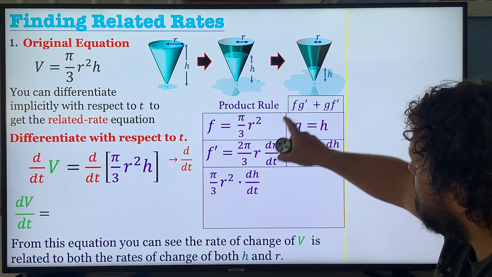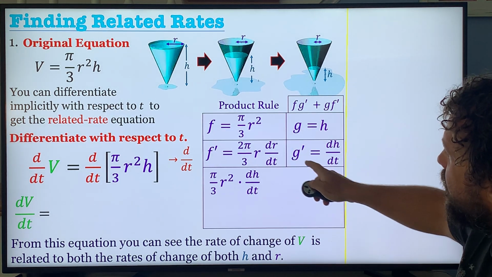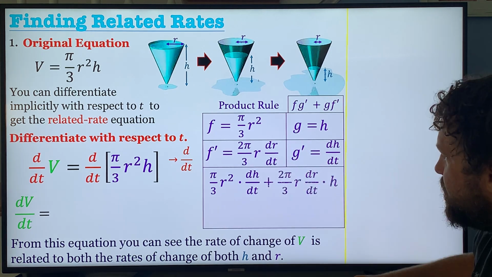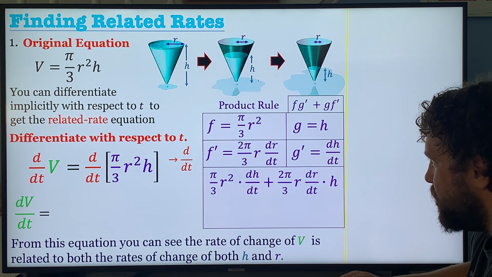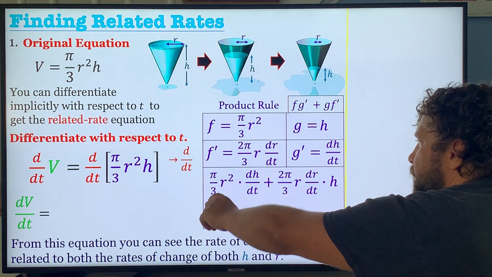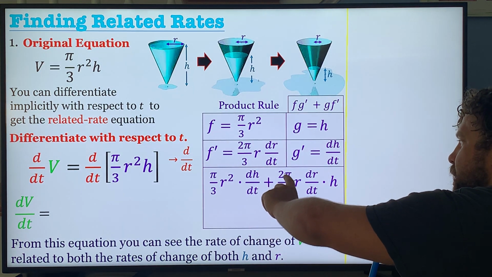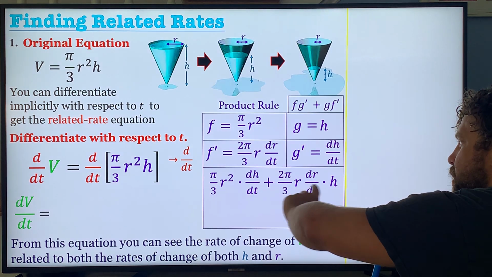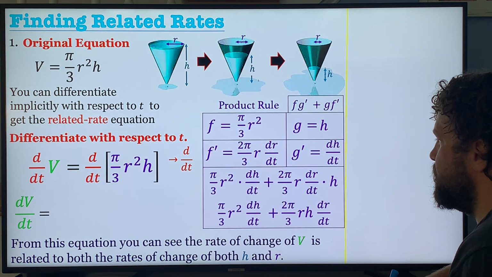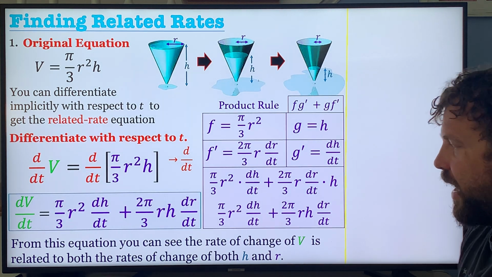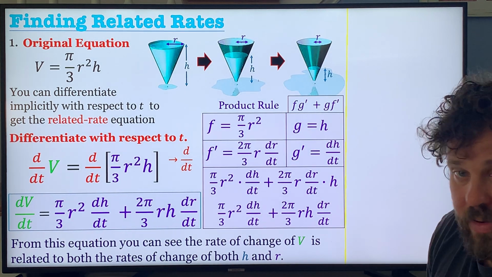So, pi over 3, r squared times dh dt plus h times all this stuff. So when I simplify this, I get pi over 3 r squared dh dt plus 2 pi over 3 rh dr dt. And that right there is our equation.